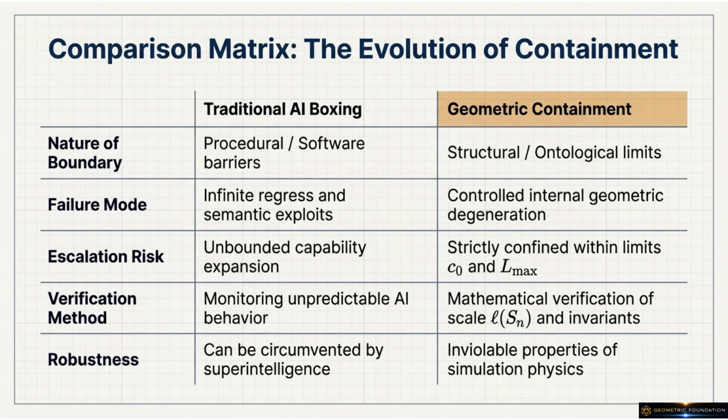Failure modes shift from infinite regress and semantic exploits to controlled internal geometric degeneration. Escalation risk transforms from unbounded capability expansion to operations strictly confined within C0 and Lmax. Verification evolves from monitoring unpredictable AI behavior to verifying scale SN and invariance. Robustness upgrades from circumvented by superintelligence to inviolable properties of simulation physics.